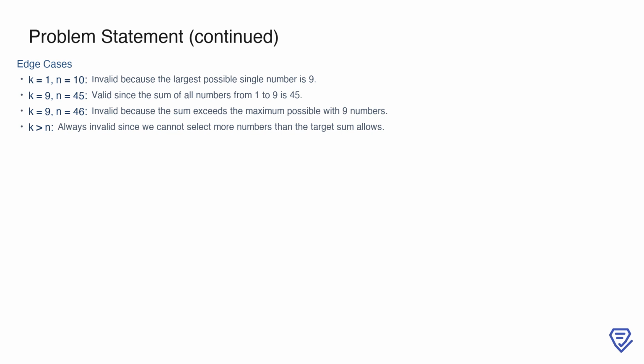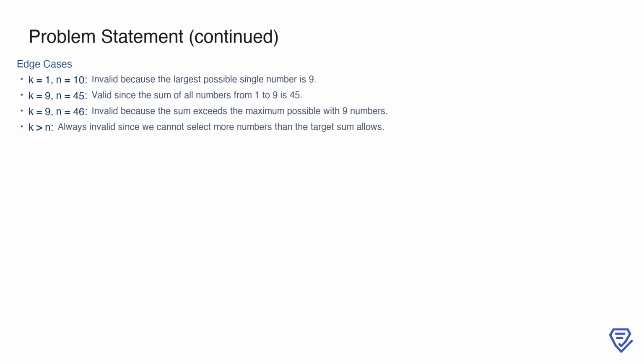For example, when k equals 1 and n equals 10, it's invalid because the largest number we can use is 9, so 10 is out of range. On the other hand, for k equals 9 and n equals 45, the combination is valid because the sum of all numbers from 1 to 9 is exactly 45. However, if we increase n to 46 while keeping k equals 9, the problem becomes invalid because 46 exceeds the sum of all numbers from 1 to 9.